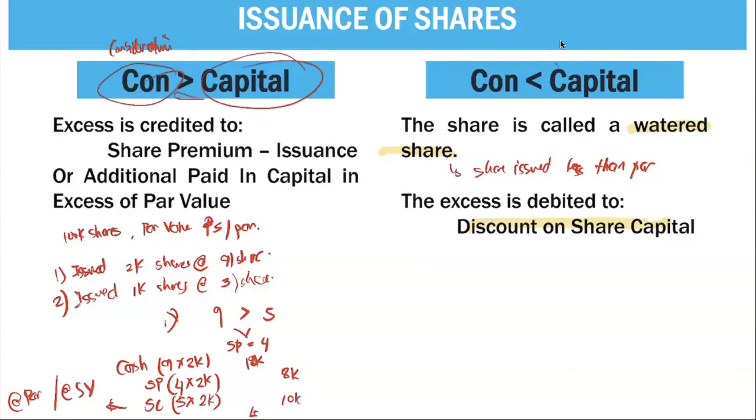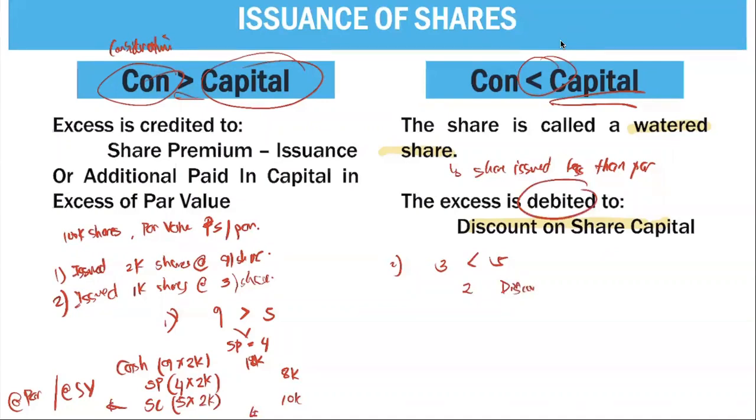But if the consideration is less than the capital, we place it on your discount on share capital. So in example number 2, our consideration is 3 pesos. Our par value is 5. So consideration is less than par, so we have a difference of 2. We place this one and debit it to discount on share capital.